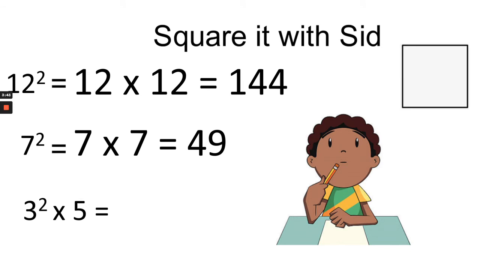I've got to square 3 and then multiply that answer by 5. 3 squared is 3 times 3, that's 9. So 9 times 5 is 45. Brilliant job on those, Year 6.